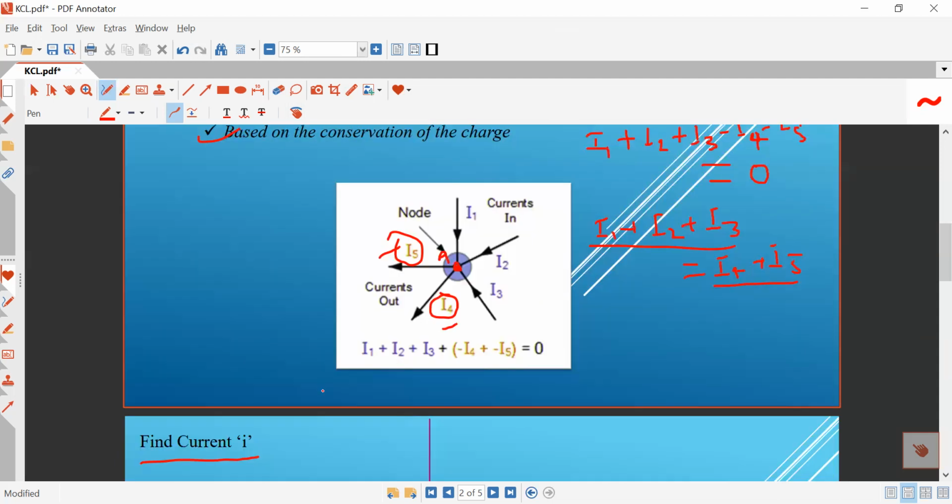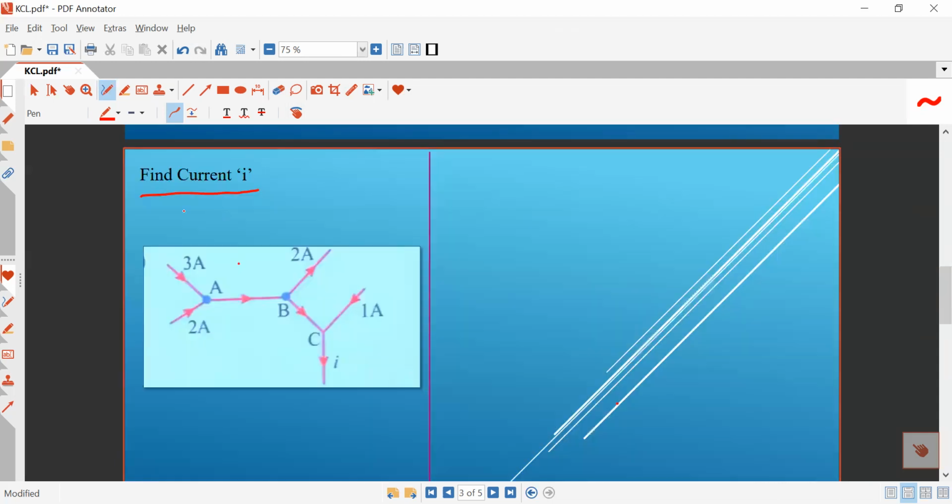Let us consider the first numerical example. And this is a very simple numerical example. With the help of Kirchhoff current law, you will have to find the value of current I. How will you get the value of current I using this law?